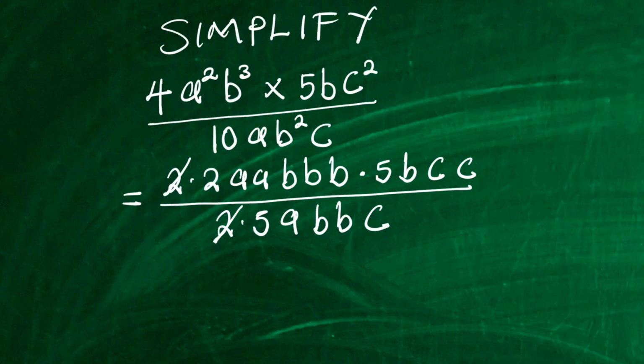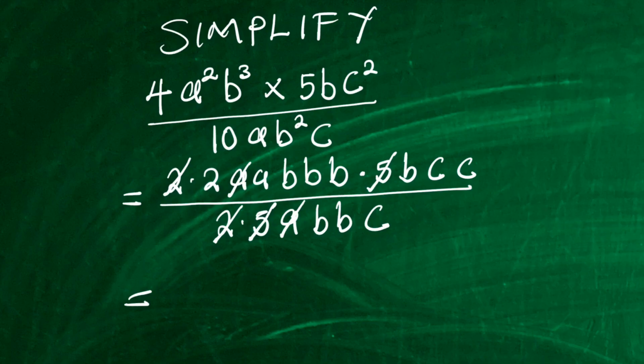So 2 in the numerator cancels with 1, 2. I remain with 1, 2 there. Okay. Then what about 5? I have 5 in the numerator, which cancels with 1, 5 in the denominator. Then I have A here, cancels with 1A.